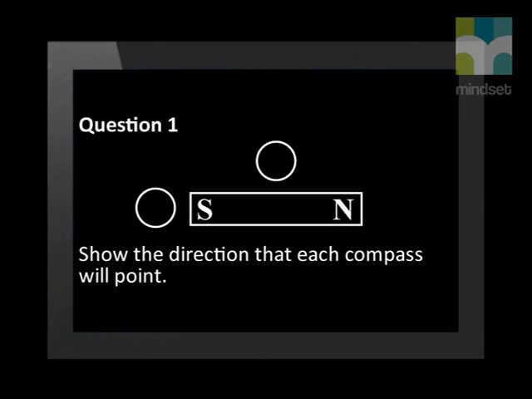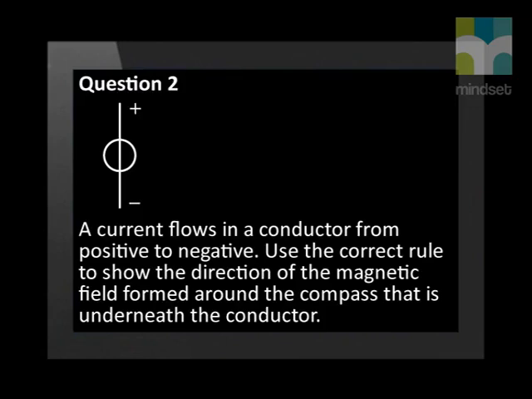Question 1. This diagram shows two compasses and a bar magnet. Show the direction that each compass will point. Question 2. A current flows in a conductor from positive to negative. Use the correct rule to show the direction of the magnetic field formed around the compass that is underneath the conductor.